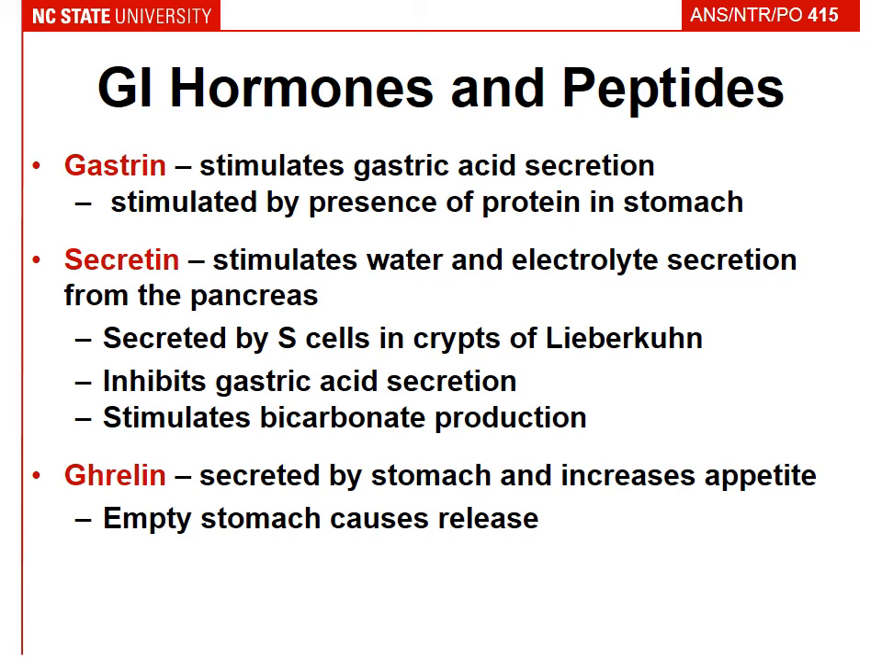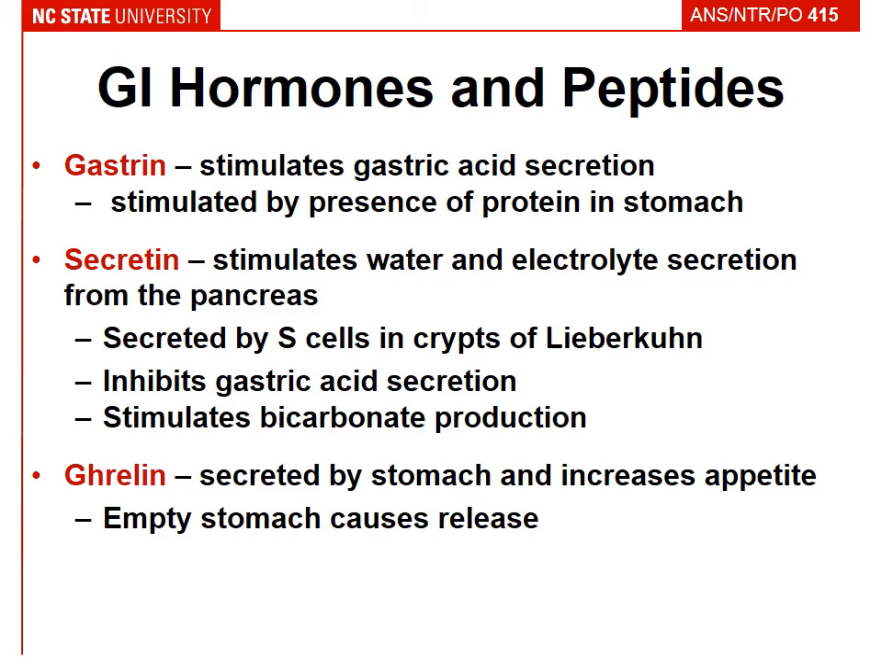So gastrin is what's responsible for stimulating gastric acid secretion, and it's stimulated by the presence of protein within the stomach. So for instance, if you end up eating pure sugar, you're not going to have very much gastrin that's released. But if you eat a Snickers bar, you're going to have more gastrin because you have some protein found within that candy bar.